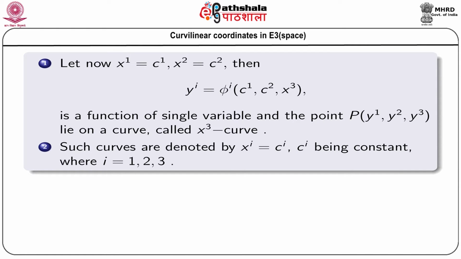Similarly, we can consider x2 equals to constant and x3 equals to constant, and it will be denoted by x1 curve, and the other curve is denoted by x2 curve. So, such curves are denoted by x^i equal to c^i, and they are called coordinate curves or parametric curves.